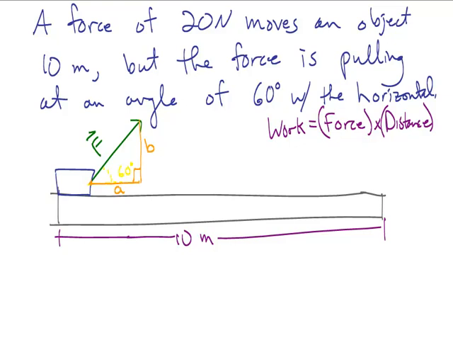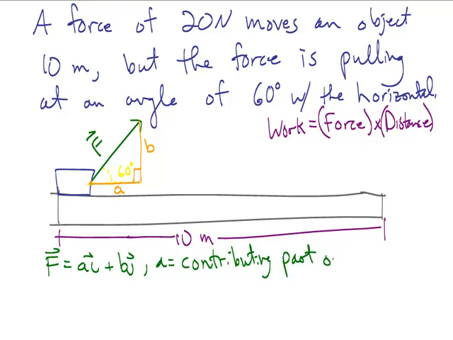So, what is A? Well, we can figure that out pretty easily. Our force vector, again, we can represent in component form as A times i plus B times j, where A is the contributing part of F, the part that is actually contributing to the work that's being done. Well, how are we going to figure that out? Again, we know that the length of this vector here is 20, so we have a triangle with a hypotenuse of length 20. We know the angle here, so a little bit of trigonometry will help us figure that out.